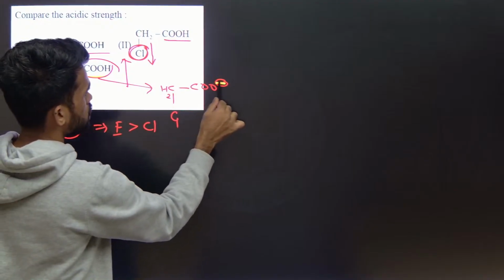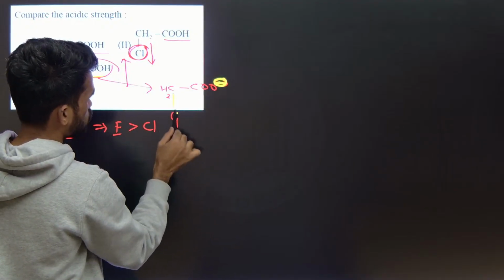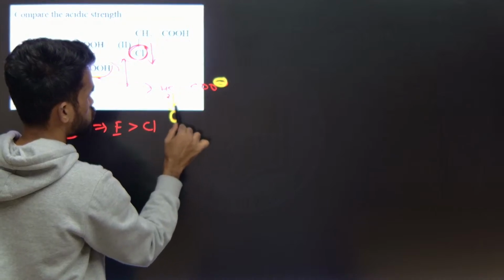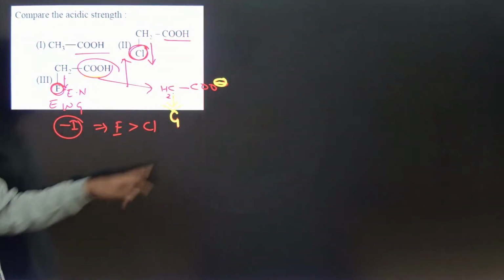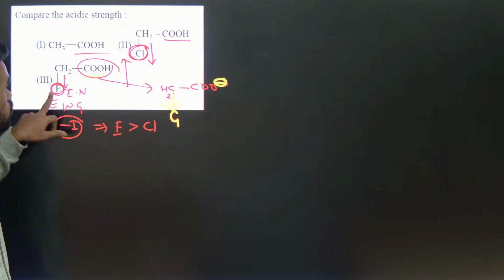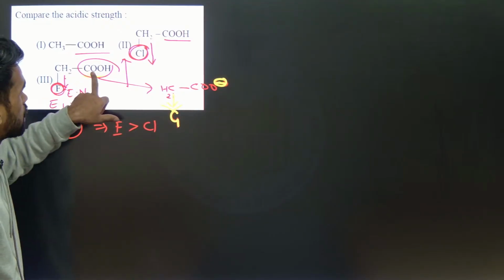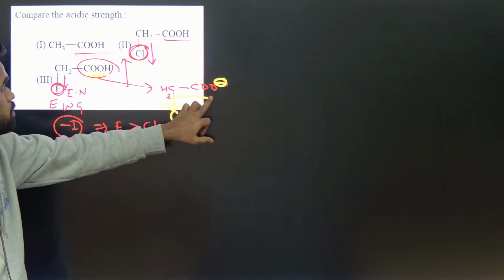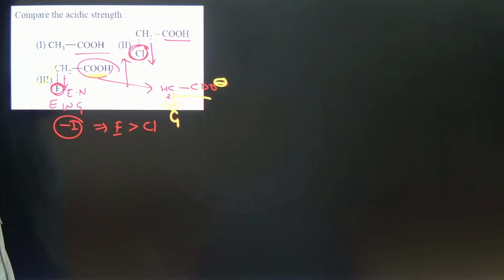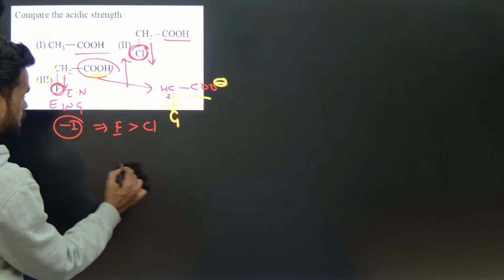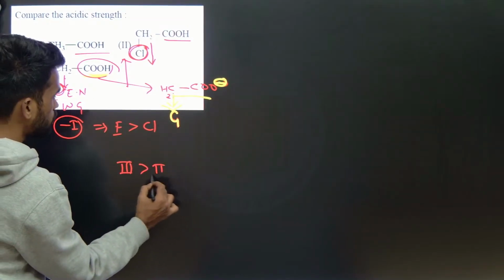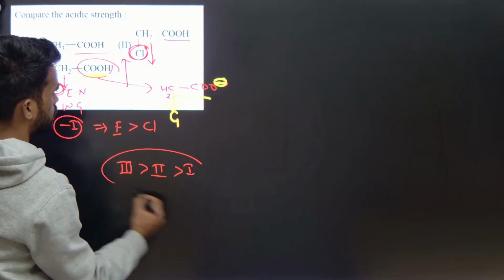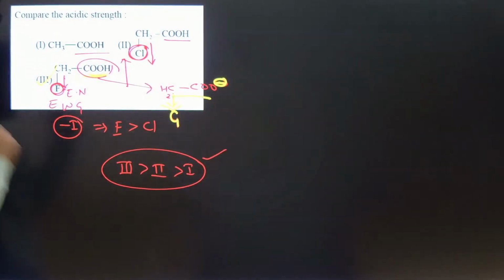So this negative charge is more stabilized when this group G is a stronger withdrawing group, okay. So this group G, being a stronger withdrawing group, will increase the stability of this conjugate base. Therefore I can say option 3 will be more acidic, then 2, and the least acidic is 1. That's it. This will be your answer for the question, okay.